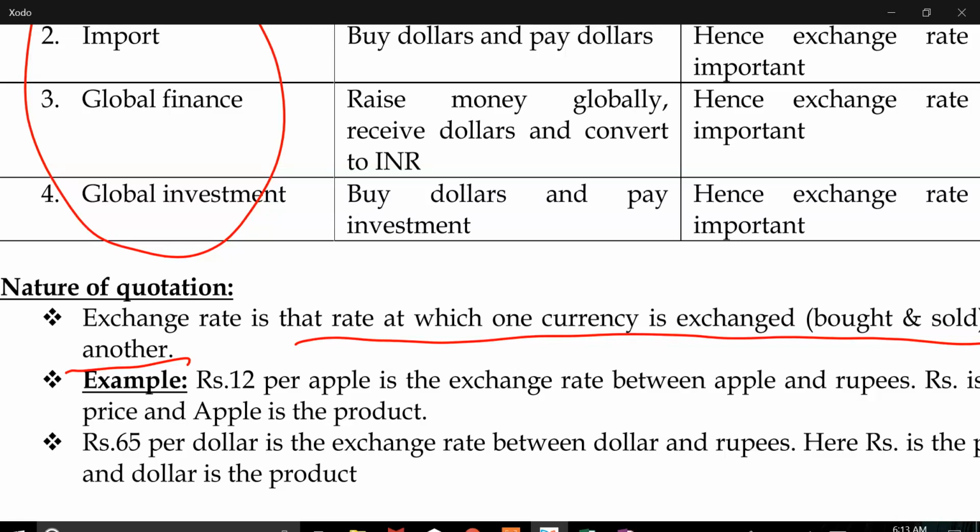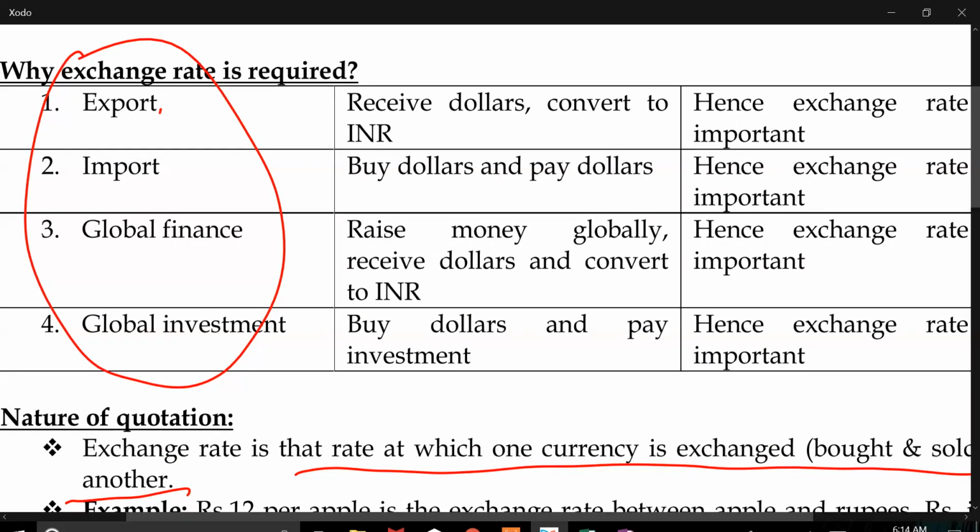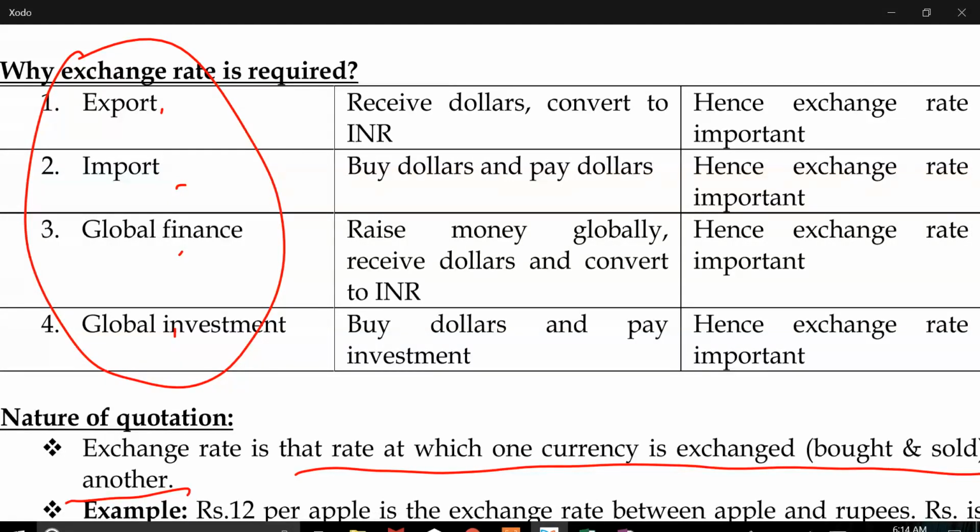Now similarly, you need an exchange rate between two currencies. I need an exchange rate between INR and US dollar, between US dollars and GBP, between GBP and euros. So you will keep needing these exchange rates. The reason we need them is we have export, import, global finance, global investment. All of this is there. Because of these reasons, I need exchange rates.